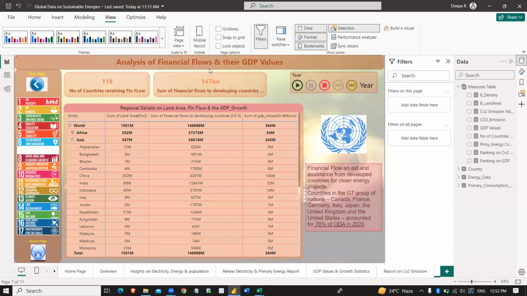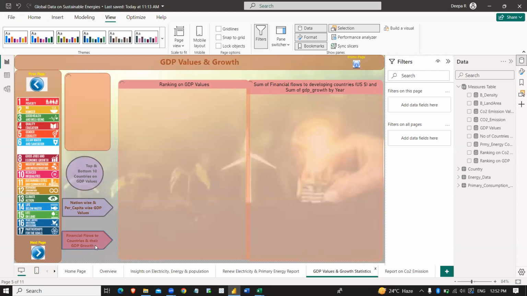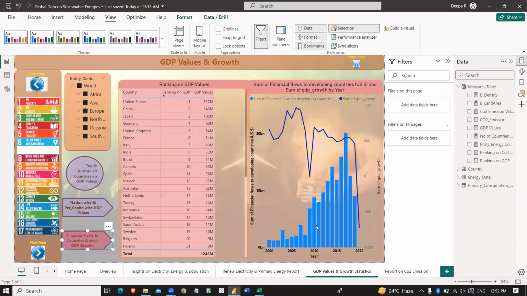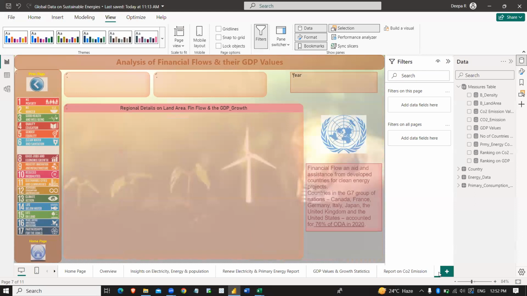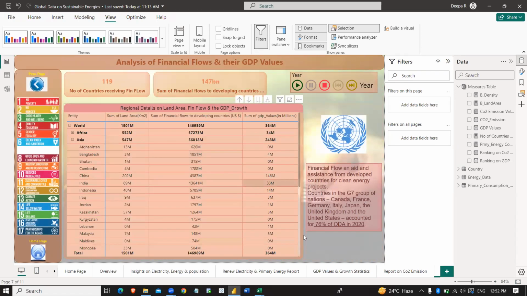So here, analysis of financial flows and their GDP values. When we come to this particular page, the GDP values and growth statistics, where I had shown you the financial flows and their GDP growth. Here, we don't know the land area, and we are not able to recognize how much finance they require, how big the country is, and what is their GDP growth. All those things we cannot analyze.